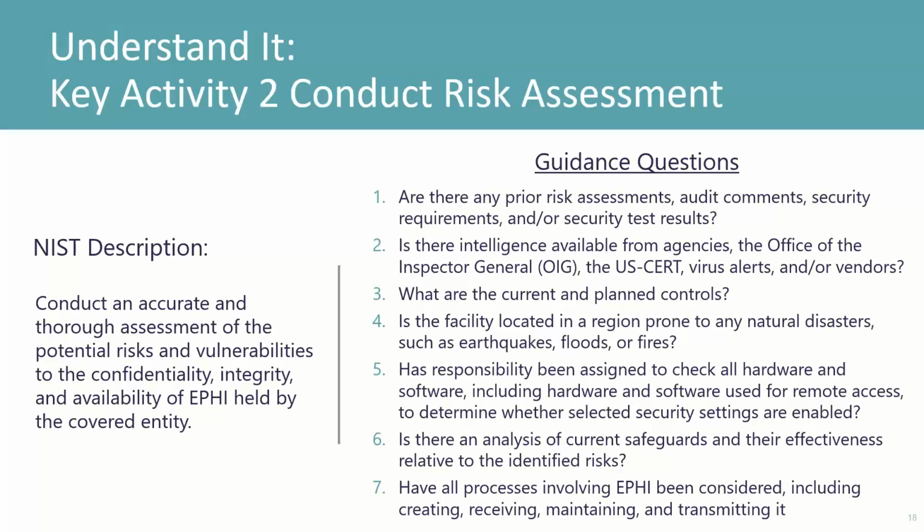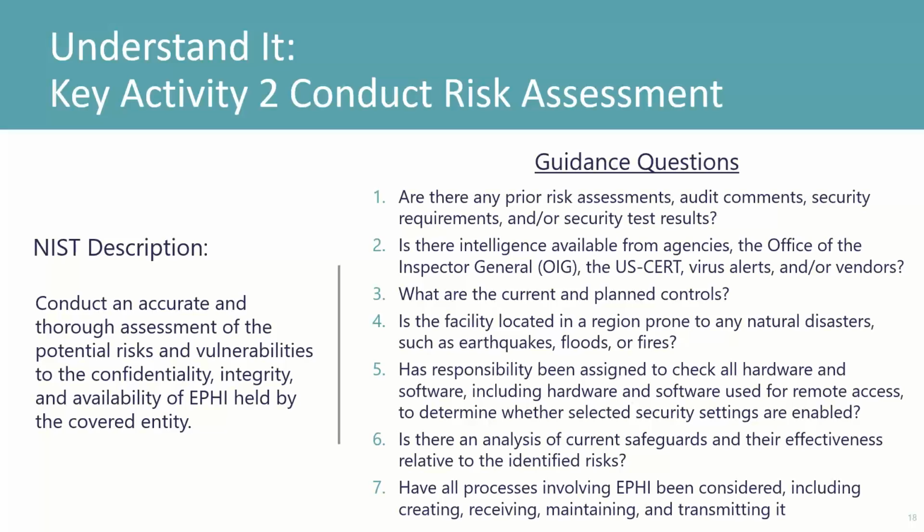So basically what the National Institute of Standards and Technology said when it came to conducting a risk assessment is you must conduct an accurate and thorough risk assessment of the potential risks and vulnerabilities to the confidentiality, integrity, and the availability of the electronic protected health information. And that's what we have been talking about all along. We have to not only protect the confidentiality, but we have to make sure we have the integrity and the availability as well. And then what NIST said is you can ask yourself in your organization these various questions when you start looking at a risk assessment.